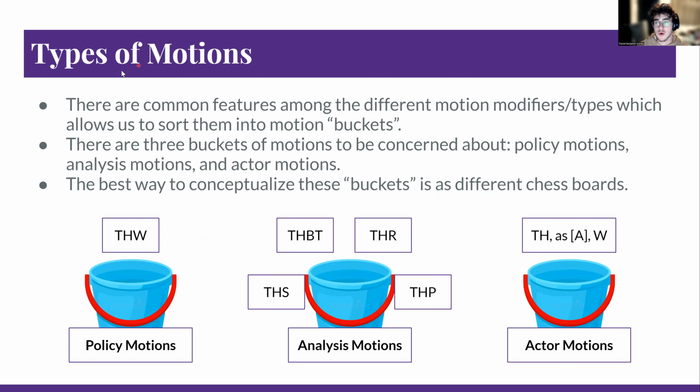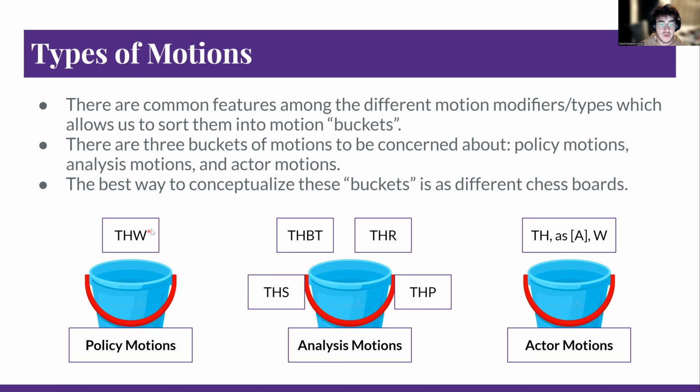So what are these types of motions that we've been talking about in this first step where you have to identify the modifier and type of motion? There are common features among the different motion modifiers and types, which actually makes your life a lot easier because you don't have to memorize every single one, but broadly, you just have to know how to approach every single motion bucket. There are three buckets of motions to be concerned about. One, policy motions, two, analysis motions, and three, actors motions.